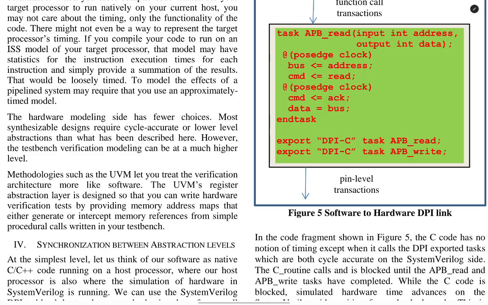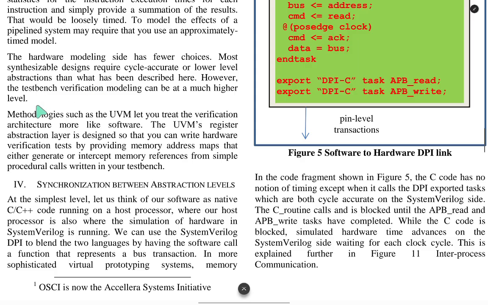However, the test bench verification modeling can be at a much higher level. Methodologies such as UVM let you treat the verification architecture more like software. The UVM's register abstraction layer is designed so that you can write hardware verification tests by providing memory address maps that either generate or intercept memory references from simple procedure calls written in your test bench.